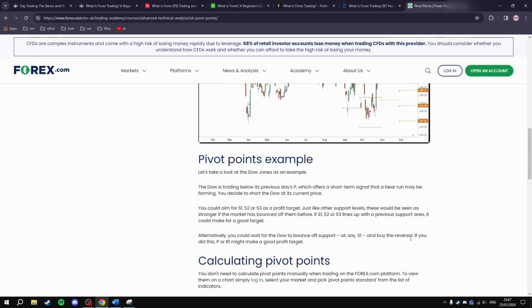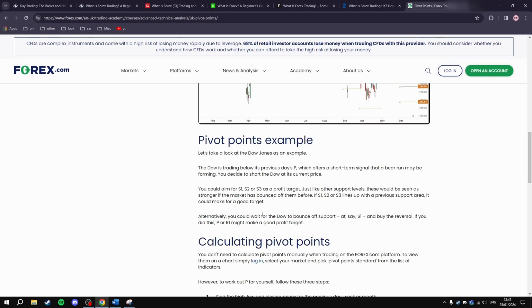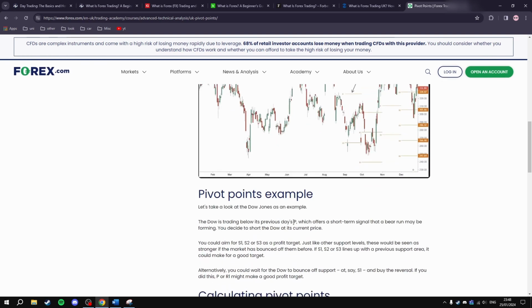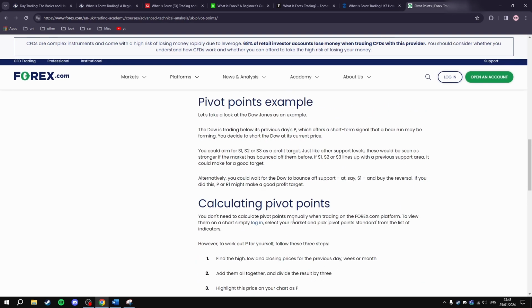By buying the reversal, that just means shorting again, right? Right, okay.